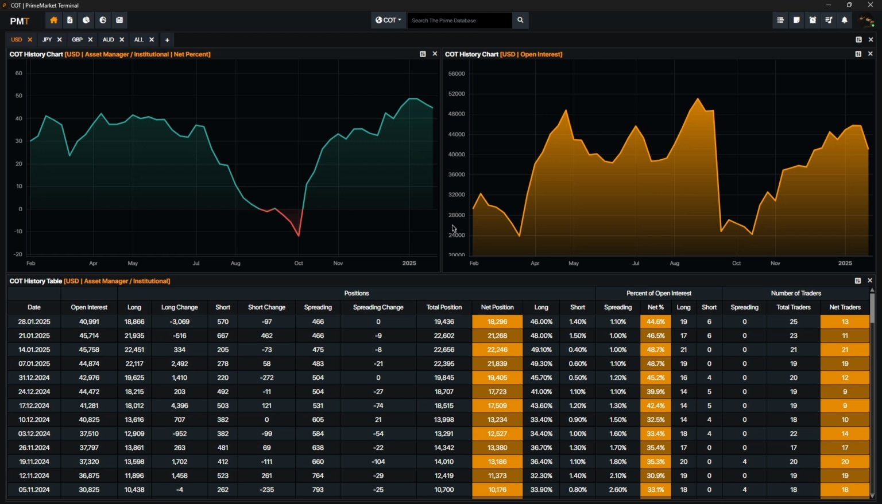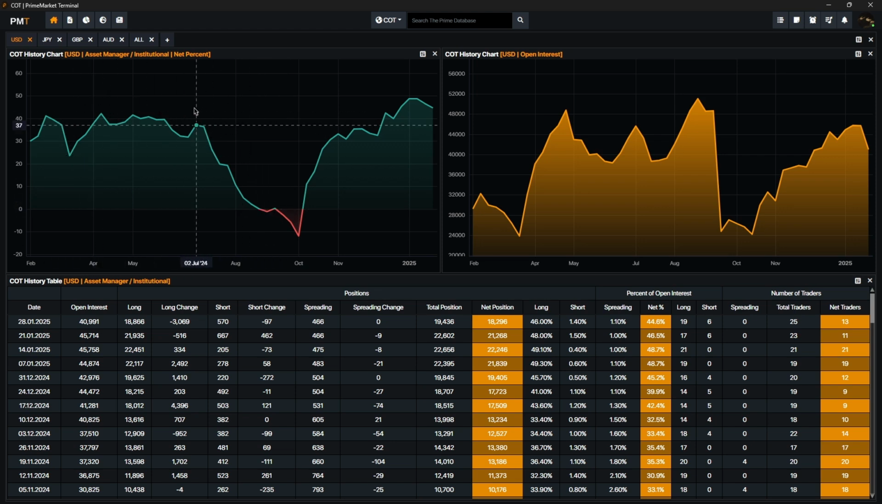So the first chart right here simply shows the percentage change in the positioning. So when this is going up, it means that institutional traders are building their position. And by the way, we're looking at the dollar index. So since October the 1st, institutional traders have been building their dollar position, right? And you can look at the chart and you can see all this stuff, right?